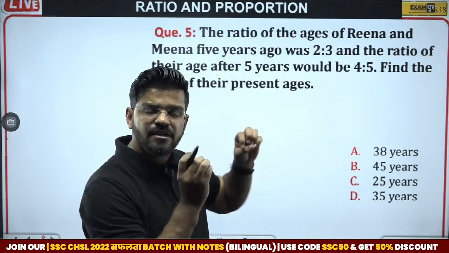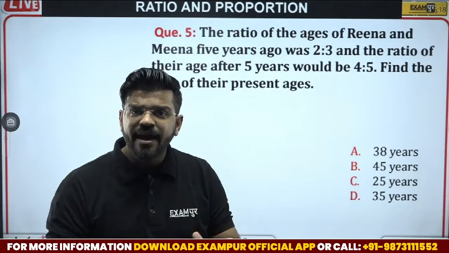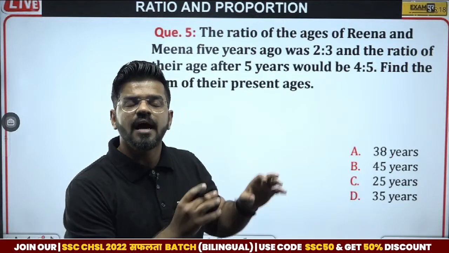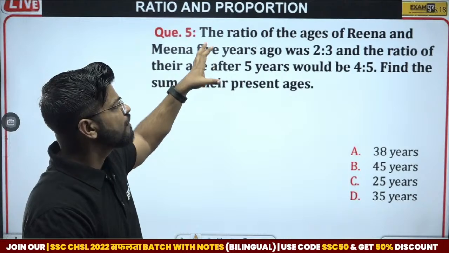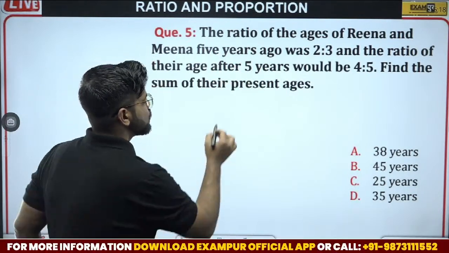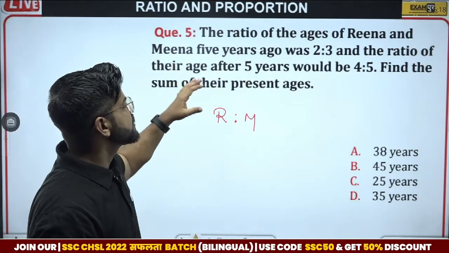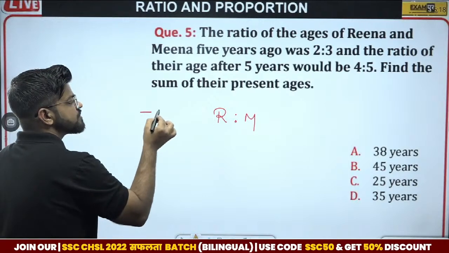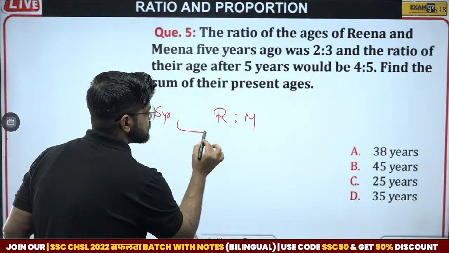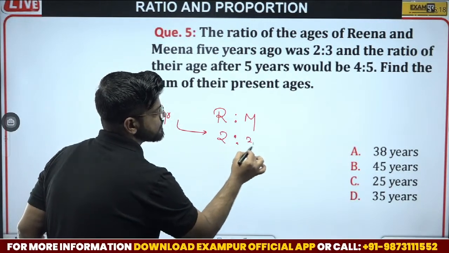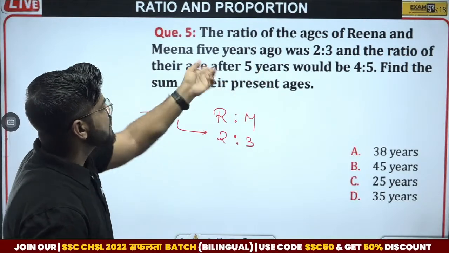If you have an understanding of the subject, just give me the answer. If you don't, just look at me, and I will show how we can solve it in the best possible way. So now the question says: the ratio of the ages of Reena and Meena 5 years ago, which means minus 5 years, is 2:3. And after that, the ratio of their ages after 5 years, which means plus 5 years, will be 4:5.